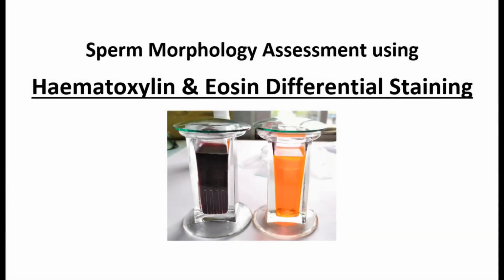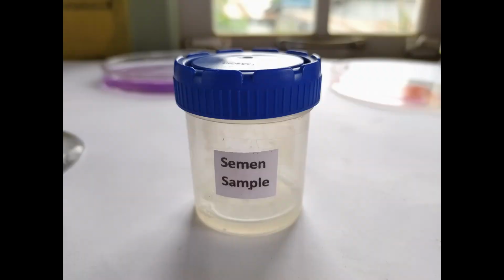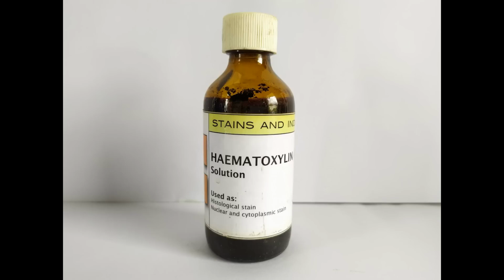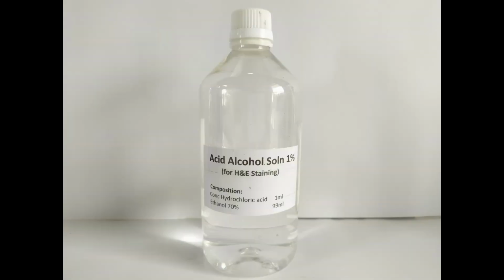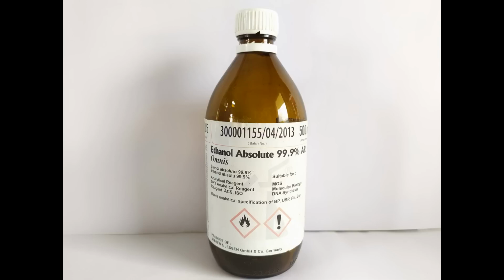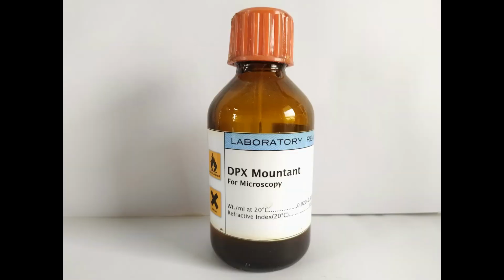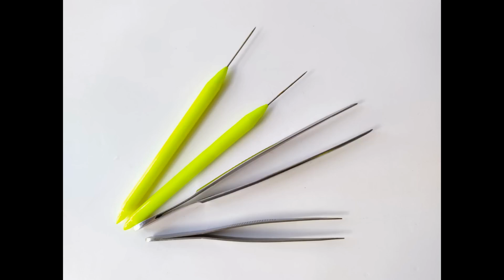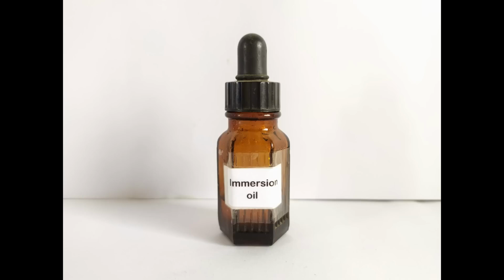In this video, we'll be using the hematoxylin eosin or H&E staining technique, which is simple, quick, and reliable. For this experiment, you will need the following: freshly collected human semen sample, droppers, glass slides and cover slips, Harris hematoxylin stain, eosin stain, 1% acid alcohol solution, alkaline water or 0.2% ammonia water, 95% ethanol, absolute ethanol, xylene, DPX or Canada balsam, Coplin jars, thumb forceps and pins, compound light microscope, immersion oil.